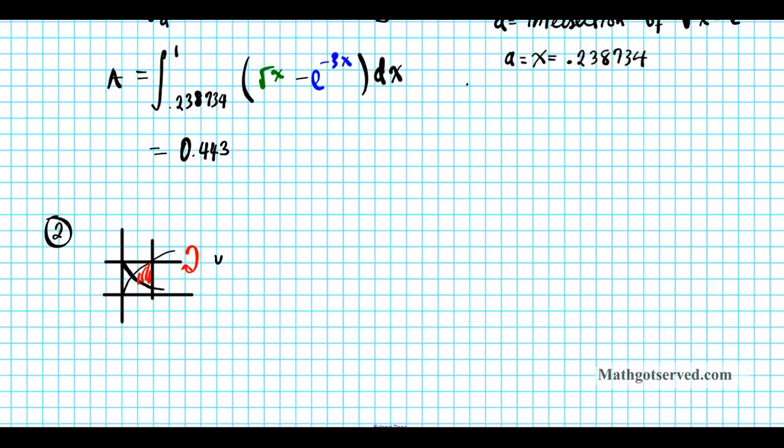Okay, so you're rotating it about the line y equals 1. So what you want to note here for our formula selection, note that 1 is greater than the function on the top, f of x, and f of x is greater than the function on the bottom, which is g of x.